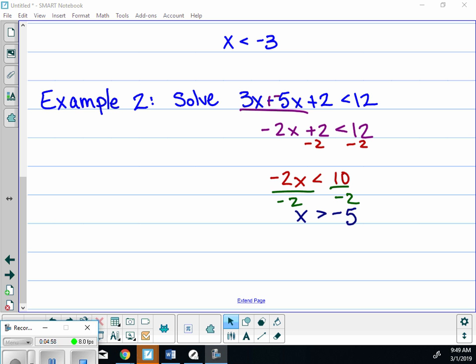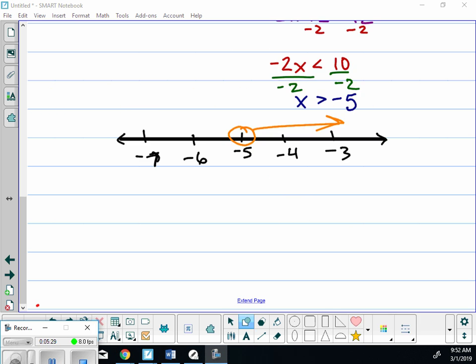Now, how could you test to see if that answer was correct? Yeah, plug in a number that's relatively close to this, but bigger than negative 5, so like negative 4, and see if it works. We could even do it right here after we simplified. Negative 2 times negative 4 would give us 8. 8 plus 2 would give us 10. Is 10 less than 12? Yes. So our answer should be correct.